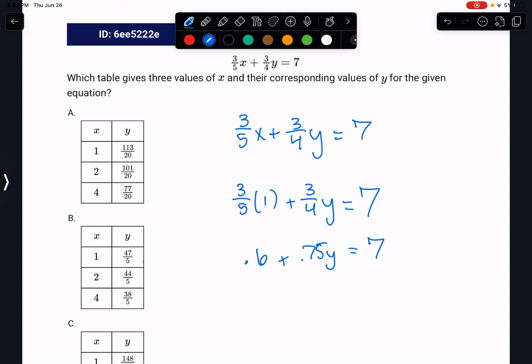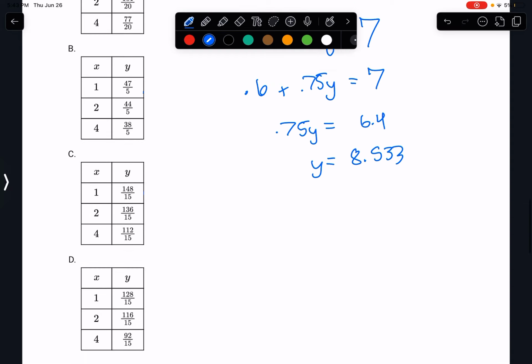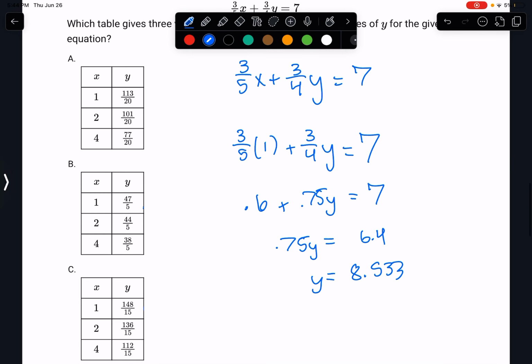I'm going to subtract this 0.6 right here from both sides, so we get 0.75y is equal to 6.4. Now I'm going to divide both sides by 0.75, and we get y is equal to 8.533. Now, all of these answer choices aren't in fractions, so how do we know which one's which?